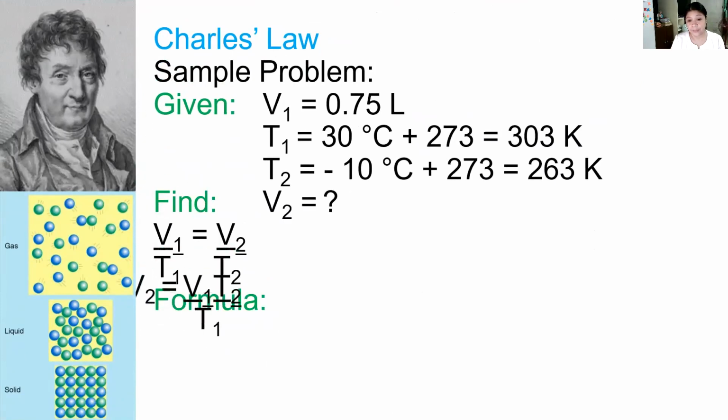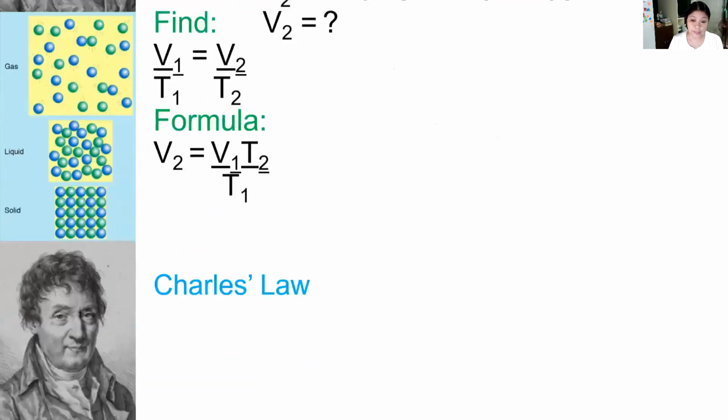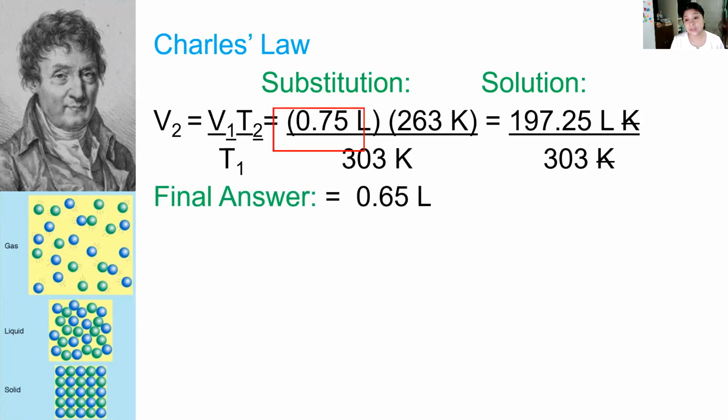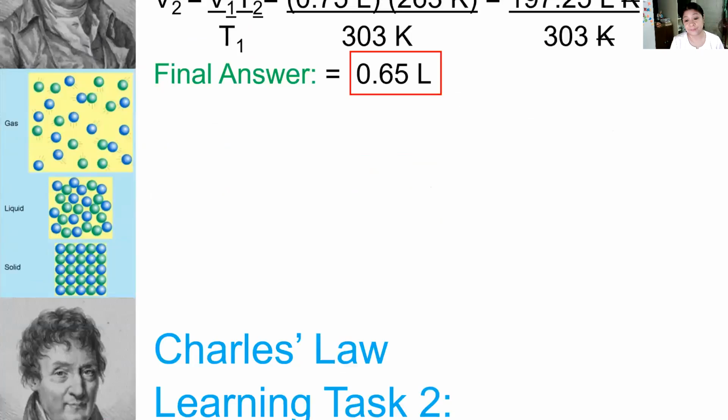So we are going to find out V sub 2. The formula for that is V sub 1 times T sub 2 over T sub 1. Following with substitution, V sub 1 is 0.75 liter, T sub 2 is 263 Kelvin, T sub 1 is 303 Kelvin. 0.75 times 263 is equal to 197.25 liter Kelvin divided by 303 Kelvin. Our final answer is 0.65 liter.